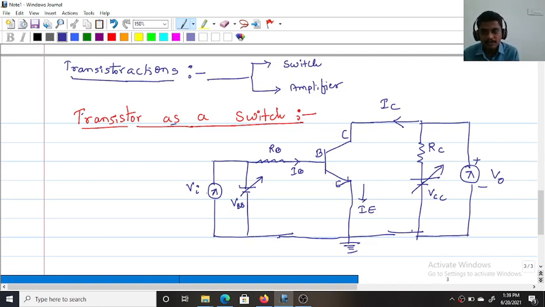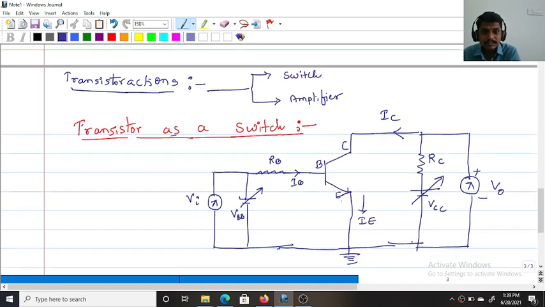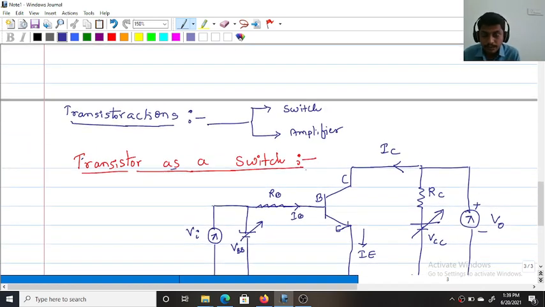First we'll discuss how a transistor acts like a switch. When you want to use a transistor as a switch, it has to operate in the cutoff and saturation regions. When the transistor is in the cutoff and saturation regions, then it acts like a switch.